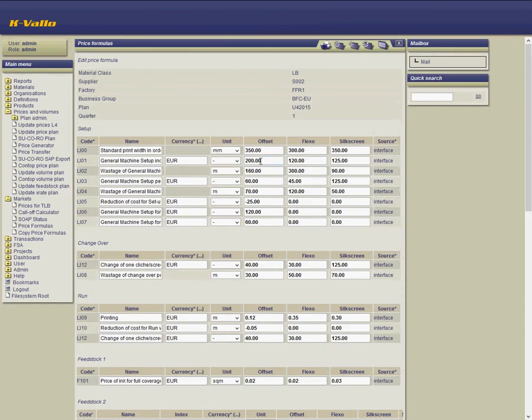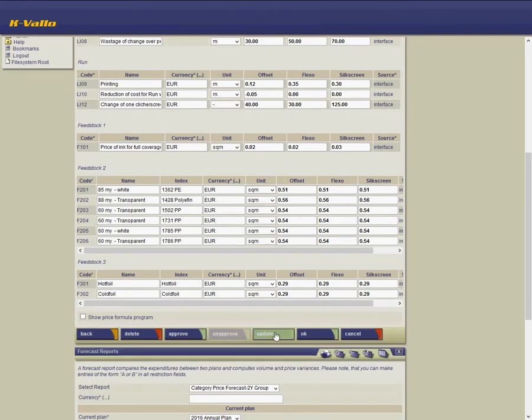So this is the price formula, and what we are able to negotiate is that the general machine setup is going to be decreased by some amounts. So instead of 120, it's 100, and here we have 95. So we have been able to negotiate with this supplier for this factory a new price in the price formula. That is our assumption that we will achieve this, or we have already agreed this.